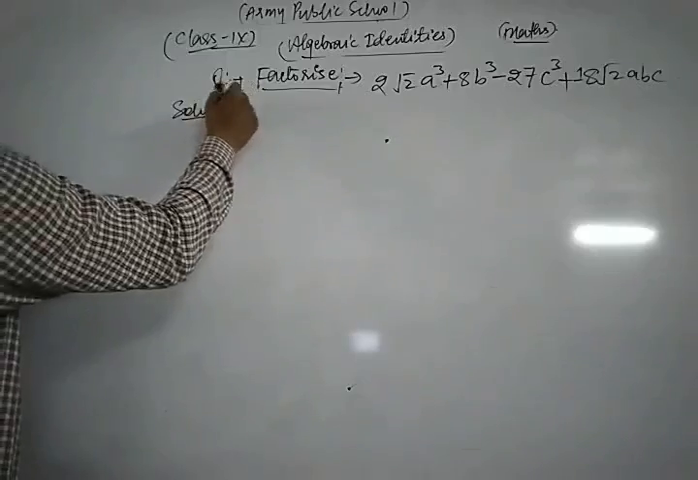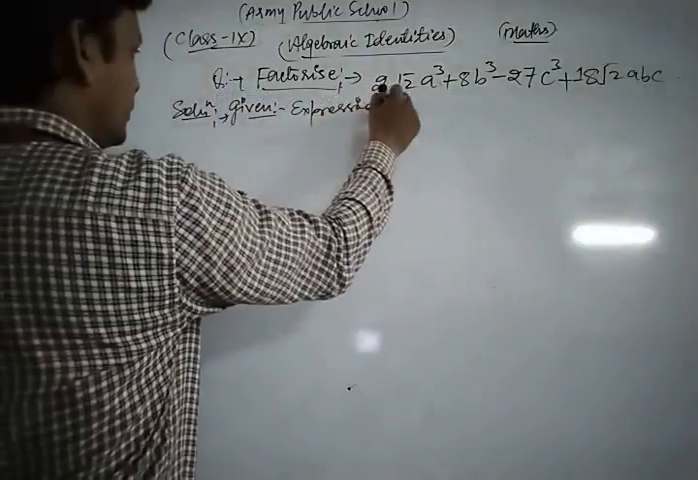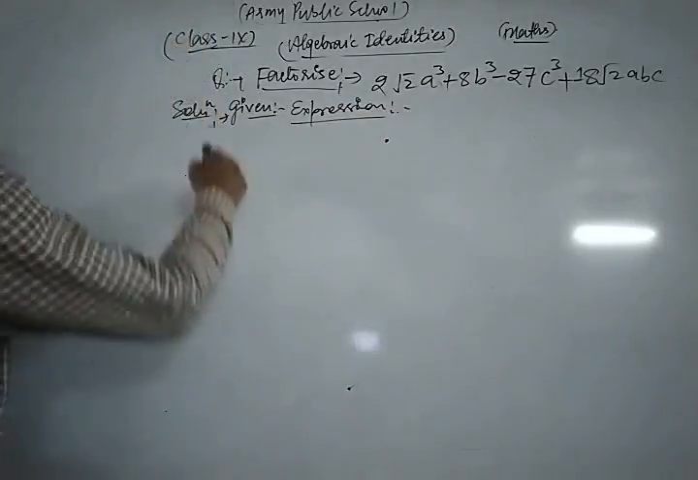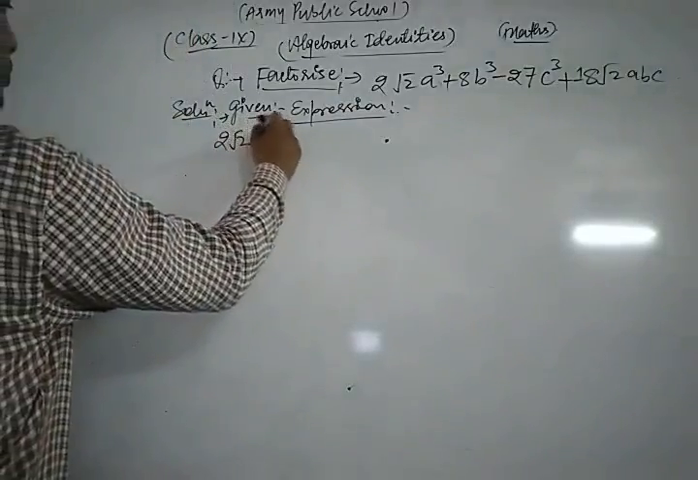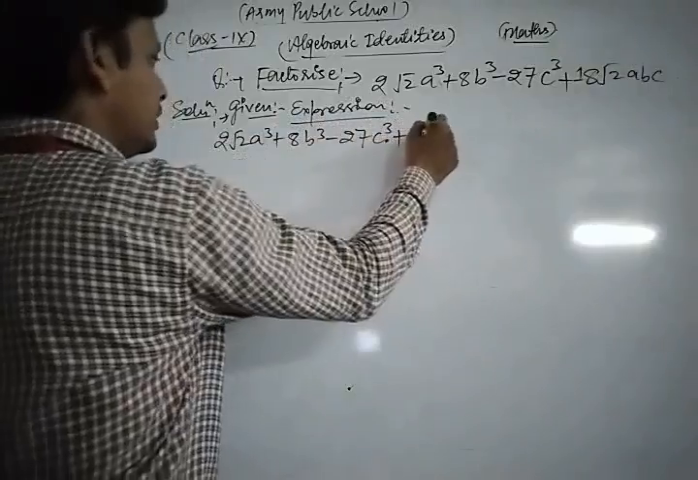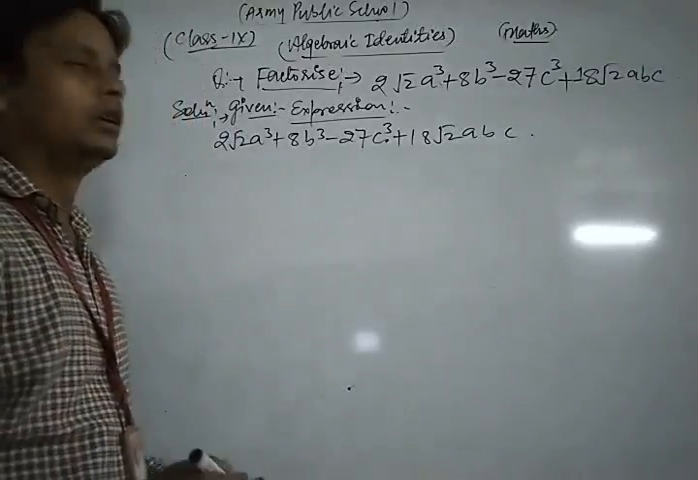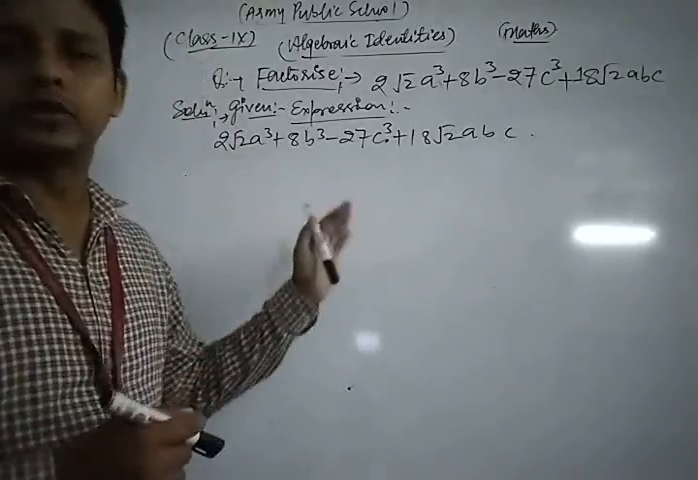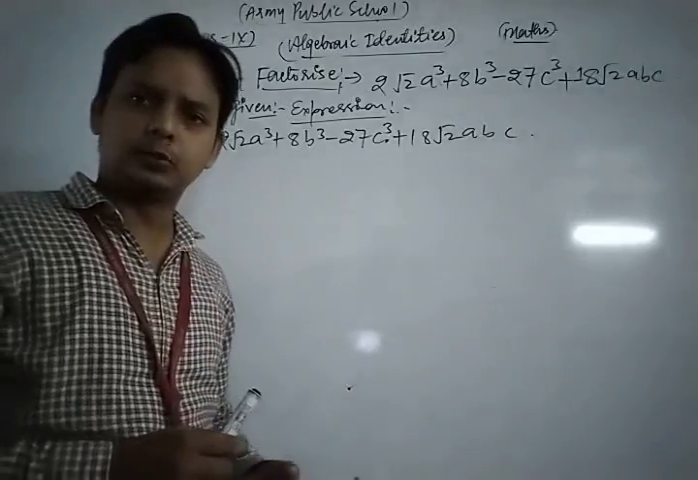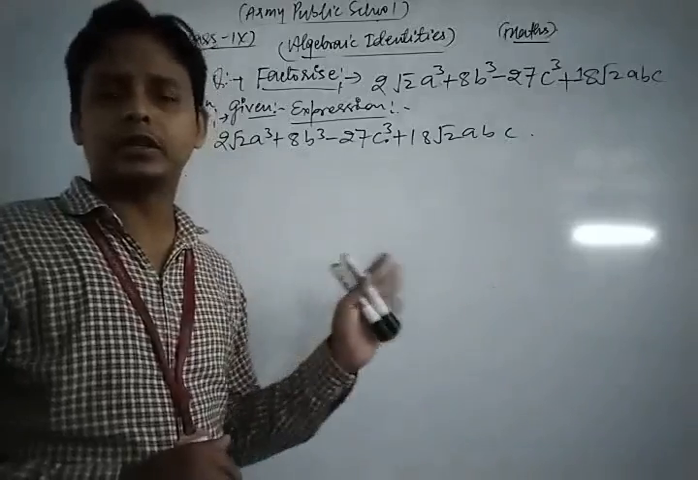So first of all we write the given expression. Given expression is 2√2 a³ + 8b³ − 27c³ + 18√2 abc. So first of all, dear students, we arrange the given expression based on the identity a³ + b³ + c³ − 3abc. After that we can solve that type of question.